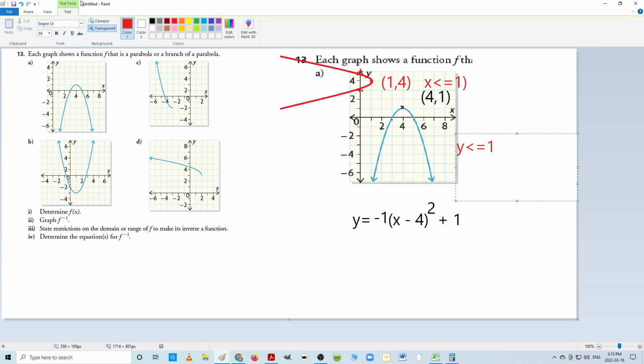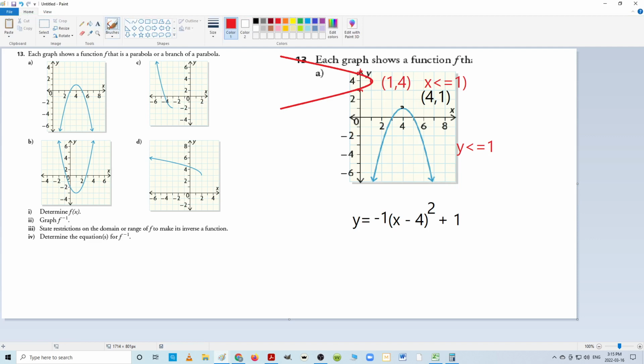State the restrictions on domain and range of the inverse function. Okay. We just did it. And I guess, are we supposed to do a half? To make the inverse of a function, or to make it a function? Now, and then they want us to do the equations for that.